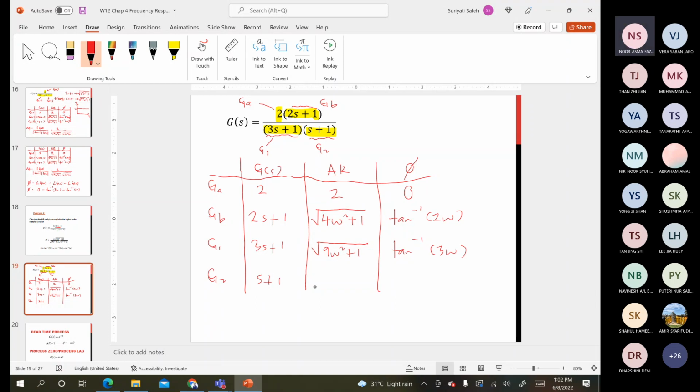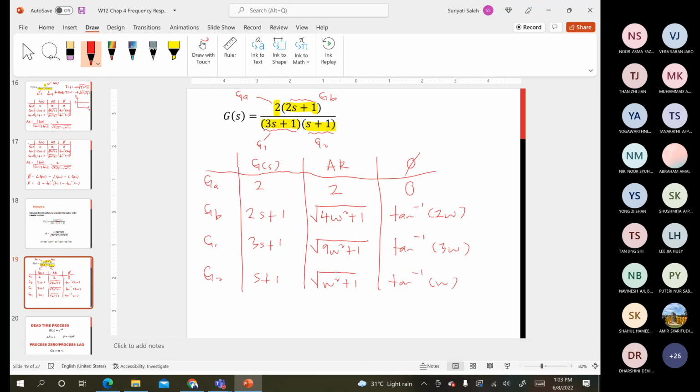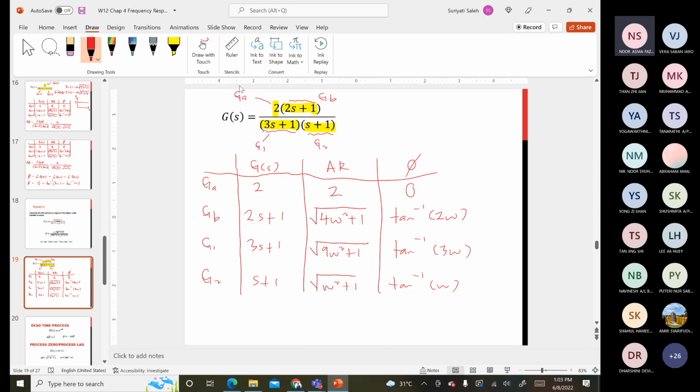And lastly, for the s plus 1, it becomes W square plus 1, and the angle will be inverse tangent W. So these 4 terms have been converted into amplitude ratio and the phase angle. So the next step, of course, we want to do the combination.